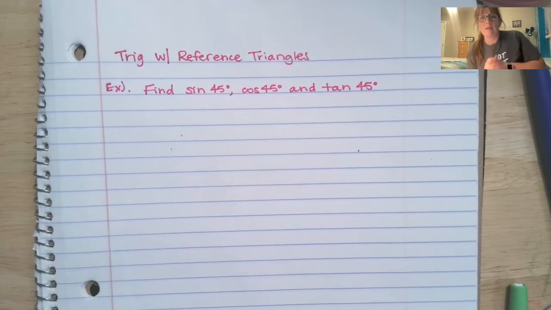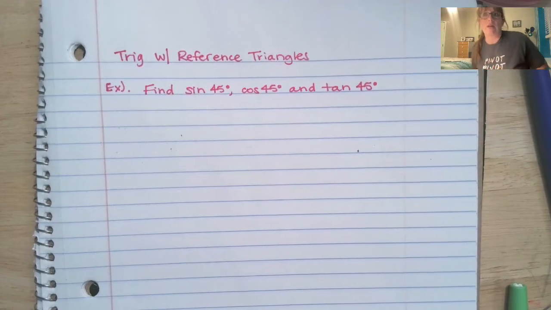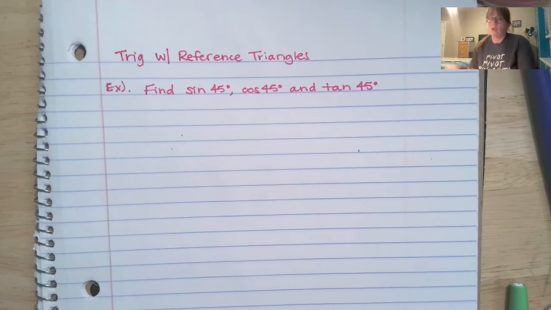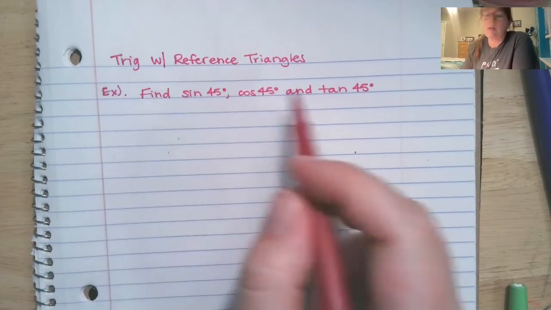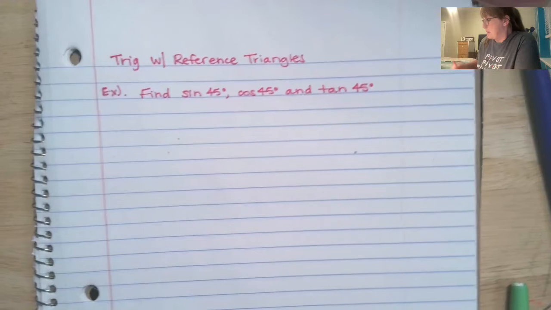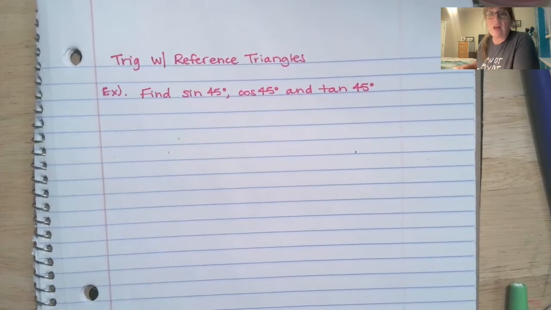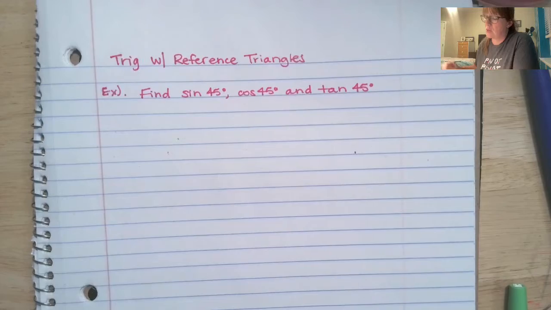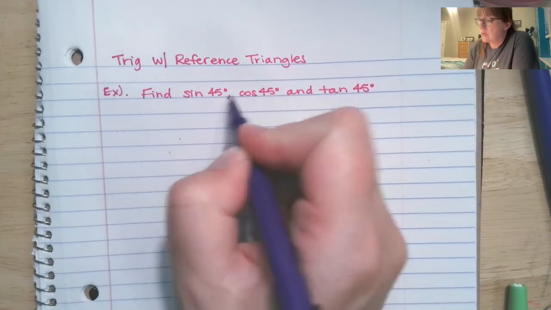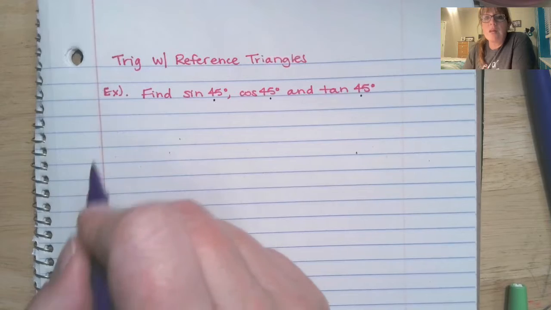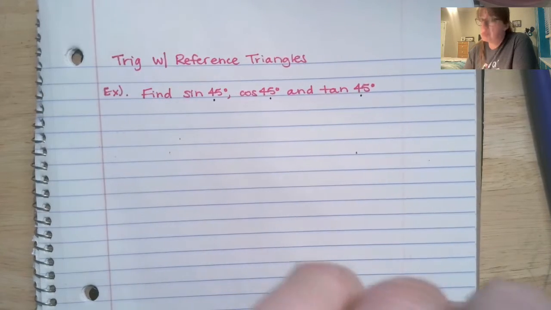Okay, so now that we know our 45-45-90 and our 30-60-90 triangles and SOHCAHTOA, we can start to solve trig problems. So if a problem says find sine 45, cos 45, tan 45, this would be a non-calculator question. So we need to first make these reference triangles of 45. If it was a 42, we couldn't do it yet.